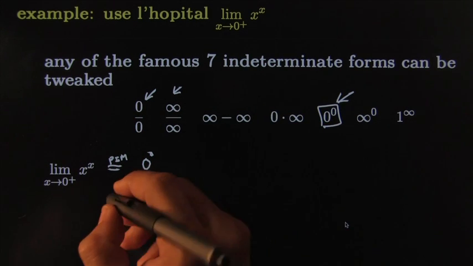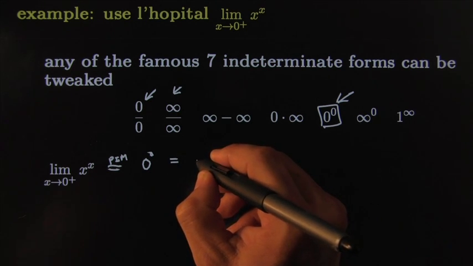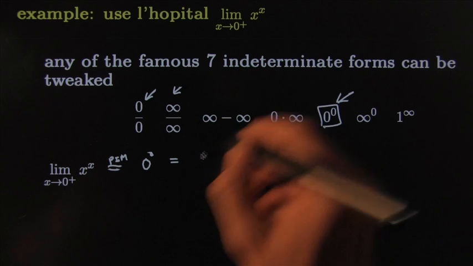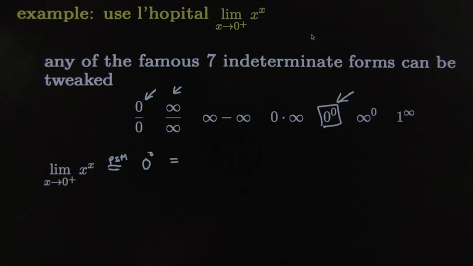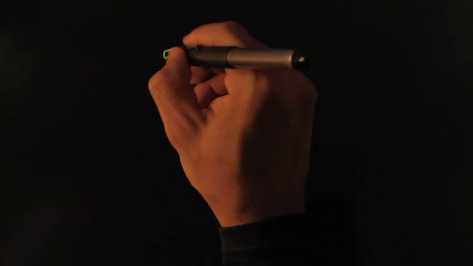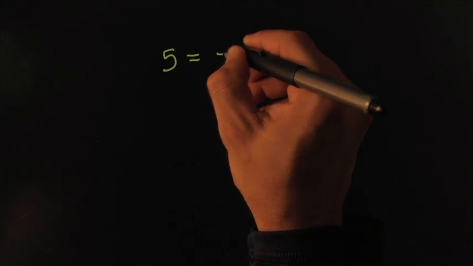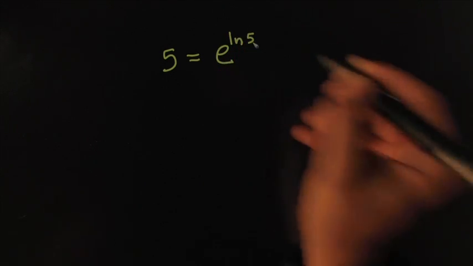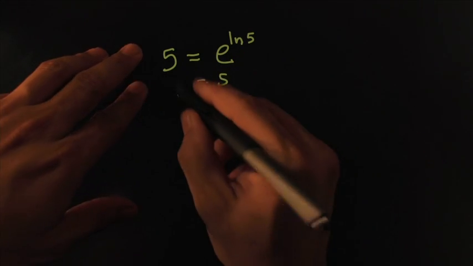So how would you tweak this one? You could use this famous trick here, and the famous trick goes like this. Anytime I have 5, for example, I could always rewrite 5 as e to the ln of 5. Why is that? Well, because the e and the ln would cancel each other out, and that would of course give you 5. There's nothing special about 5.